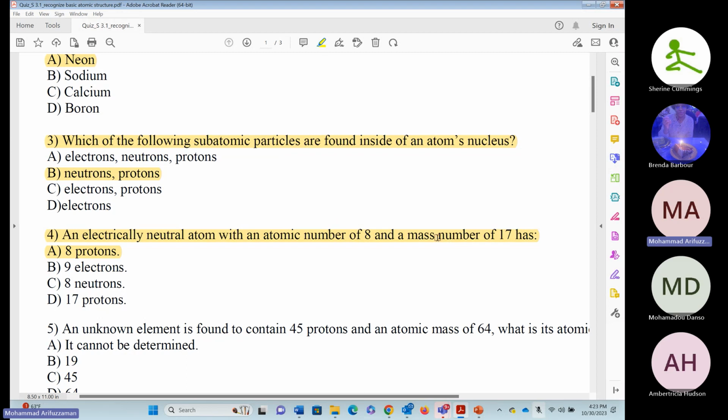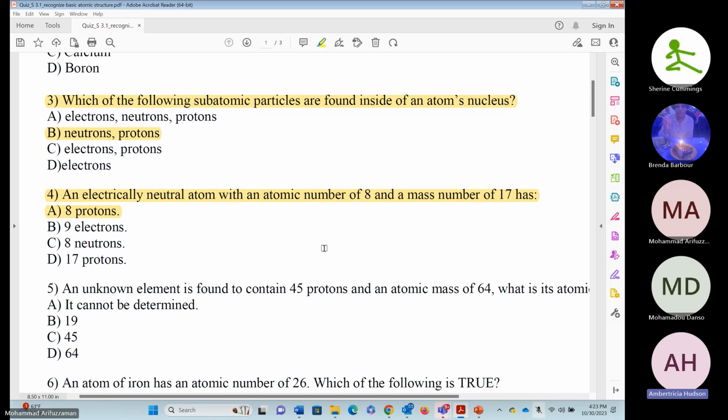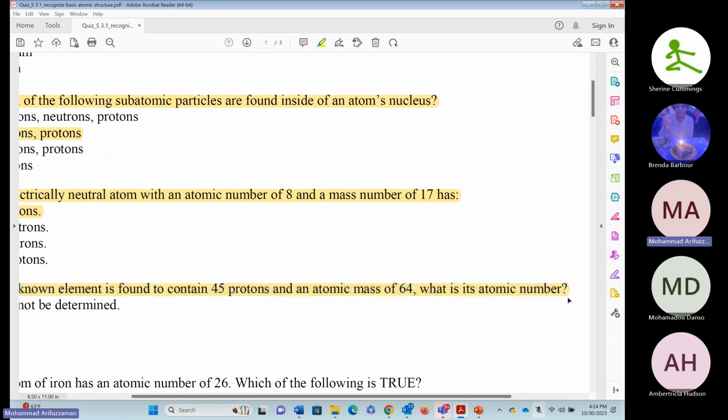Just try to remember: atomic number equals the number of protons, and the mass number equals the number of protons plus the number of neutrons. It's a tricky question. They're just asking you what the protons are, really. Correct.